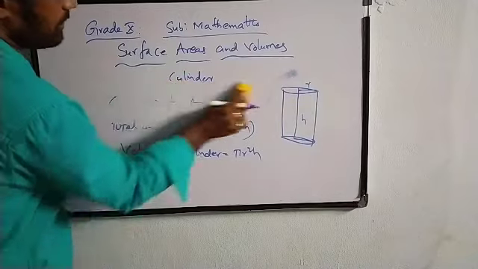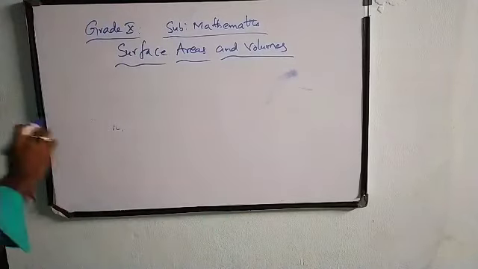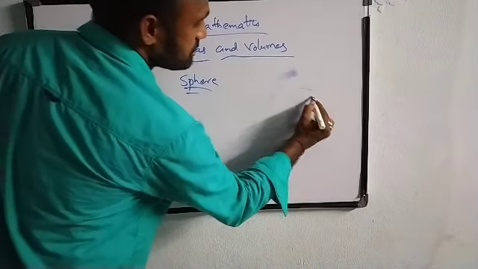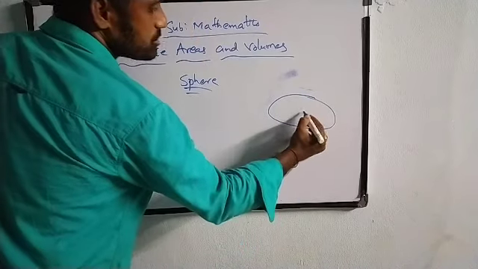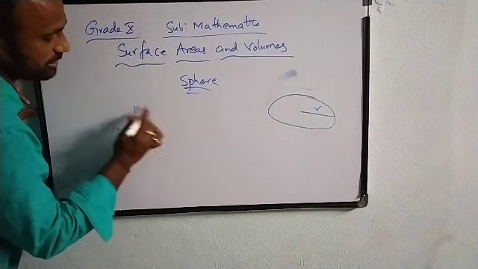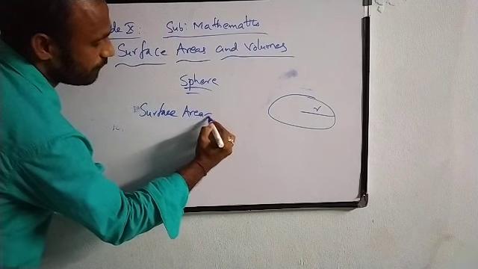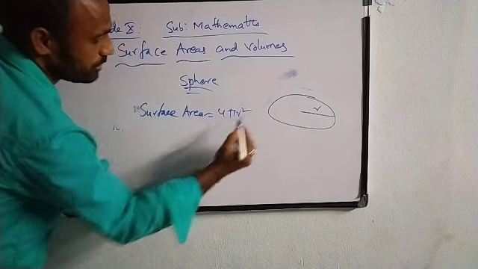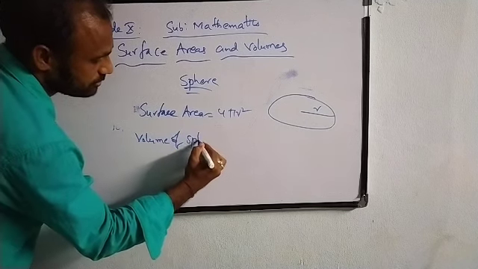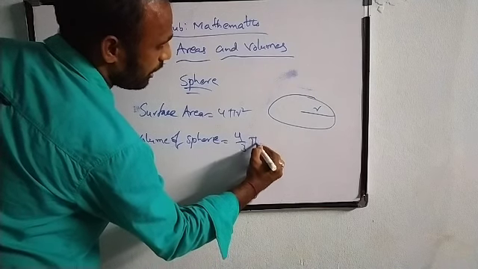Next we have sphere. This is the shape of the sphere. In sphere we have only the radius. Surface area of the sphere is 4 pi r square, and volume of sphere is 4 by 3 pi r cube.